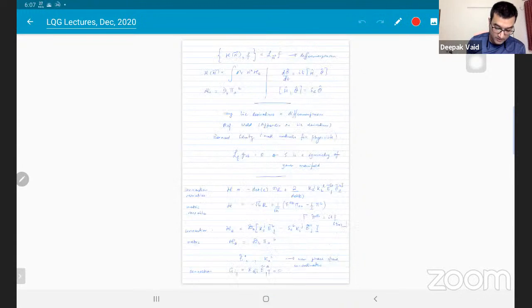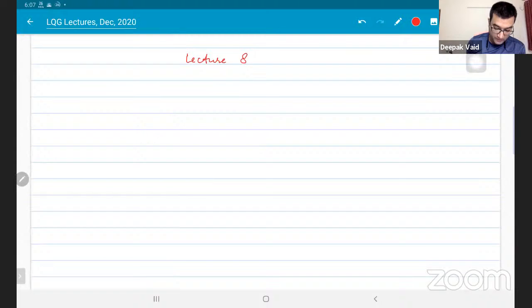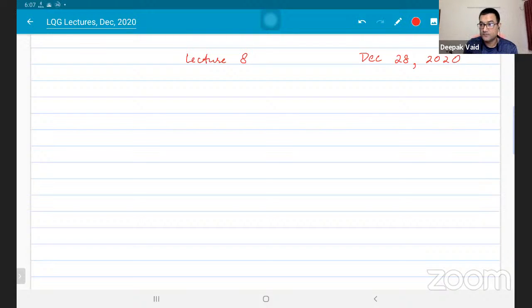So today is the 8th lecture, and I think we have been making quite decent progress. We have almost reached the quantum theory. I think I will start the discussion of the quantization procedure today. My goal is that by the end of the next lecture, I should be able to give you a decent idea of what spin networks are and what the quantum state space of loop quantum gravity looks like.